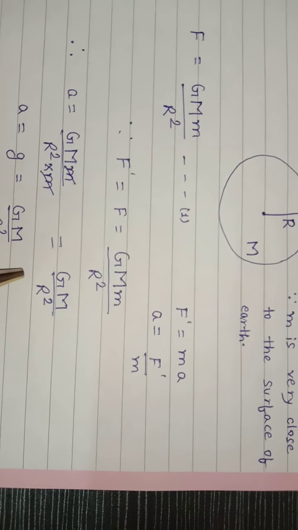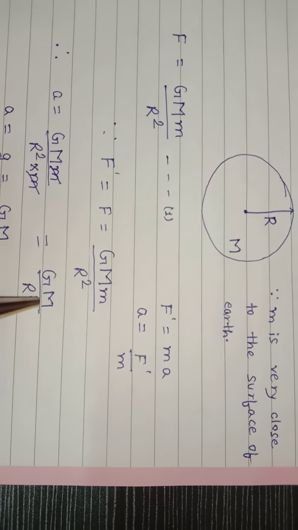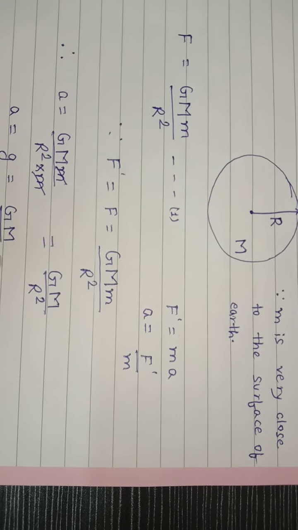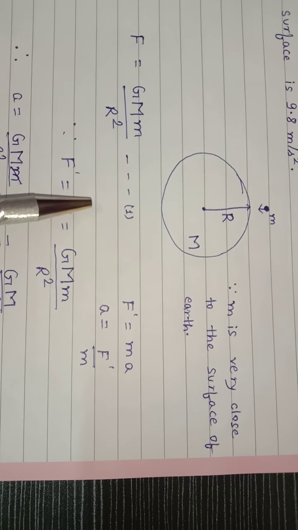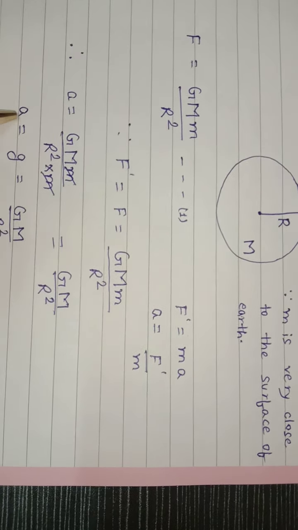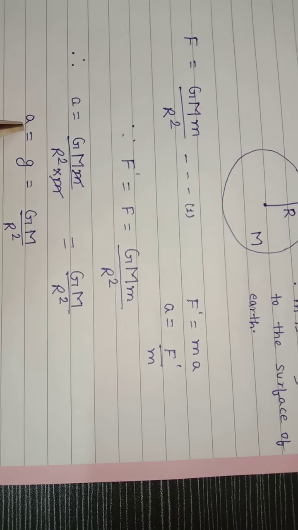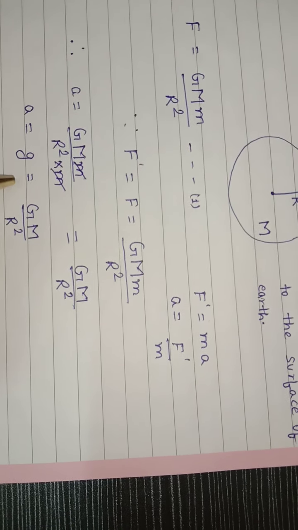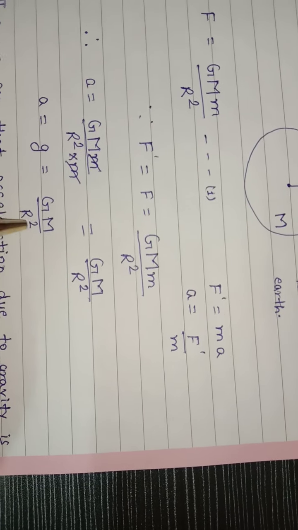So what we get is the formula for acceleration acting on the body: capital G capital M divided by capital R square. So this acceleration produced in the body is due to the gravitational force of the earth. That means this is due to gravity. That's why this acceleration is called acceleration due to gravity, and it is denoted by small g. So this acceleration a is nothing but the acceleration due to gravity, that is small g, whose formula is capital G capital M by capital R square.